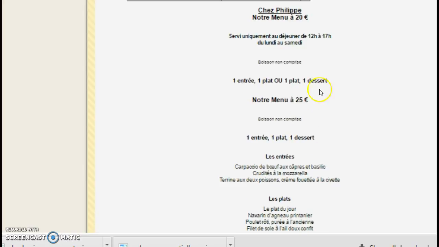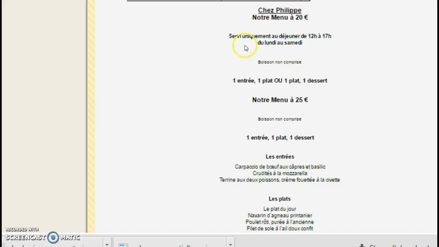Alors, let's look at the menu chez Philippe. Okay, so they have a menu for 20 euro, and it's only served for déjeuner, that means lunch, from 12 to 17 hours. Remember, du lundi au samedi. So that's your lunch menu, 20 euro. Okay, boisson non comprise, so it's not included.